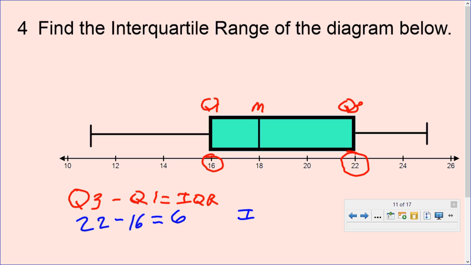So the IQR equals 6. So you have just found the interquartile range. Nice job. Let's go on to some more questions.